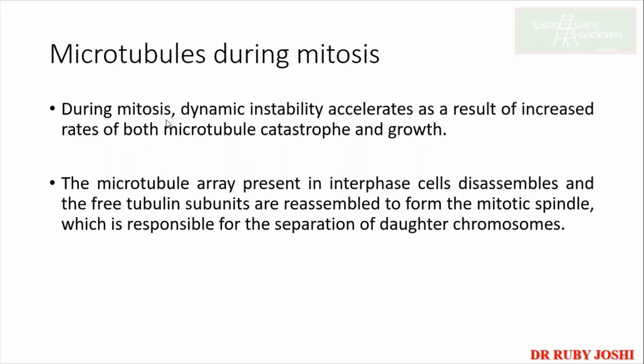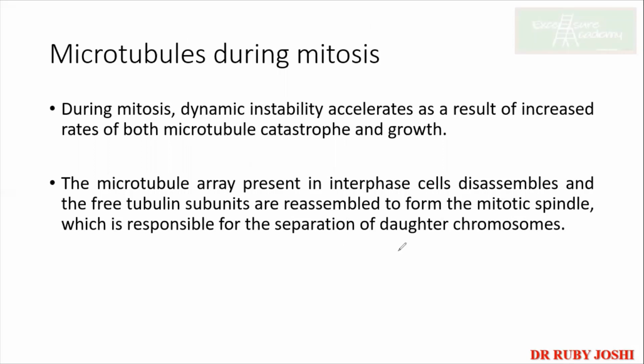Okay, so during mitosis, dynamic instability accelerates as a result of increased rates of both microtubule catastrophe and growth. Instability means what? At the same time it is depolymerizing and polymerizing. The microtubule array present in interphase cells disassembles and the free tubulin subunits are reassembled to form the mitotic spindle, which is responsible for the separation of daughter chromosomes. Now, did you get this? So when we say that the cell is at rest, it means what? It is not dividing. Okay?